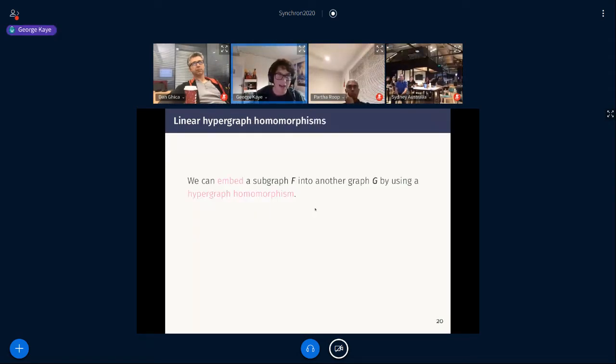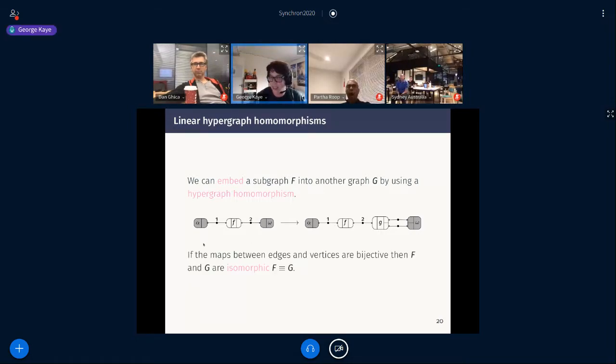If we have these hypergraphs, we can embed subgraphs into other graphs by using a hypergraph homomorphism. All it is saying is, if we have, say, this one here, this F, we can put it into this bigger one here by doing maps between the vertices and the edges. So here we see this one goes over here, goes there, and the F goes into there. And if these maps are bijective, then we say that the two hypergraphs are isomorphic. We do perfect maps between each one, and they're basically the same hypergraph as far as we're concerned.